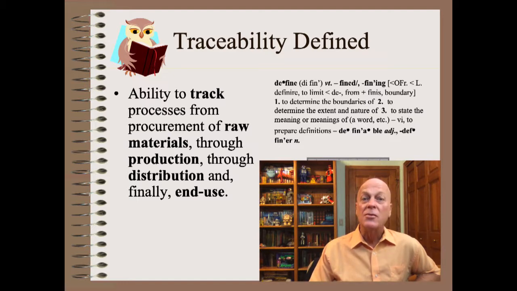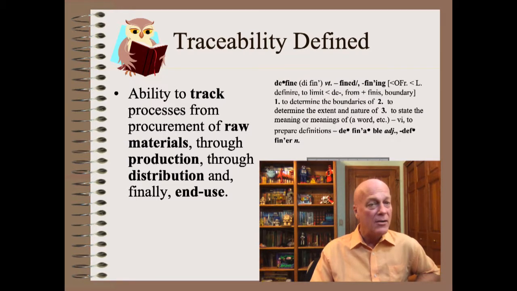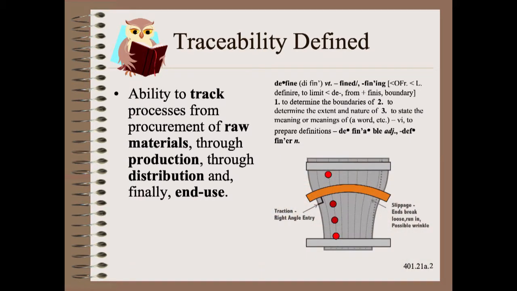Quite simply, traceability is the ability to track processes from raw materials, through production, through distribution, and finally through end use. In web handling, we will follow a tiny particle of material through the process. In any particular machine, that particle would trace a streamline from the upstream end to the downstream end. Shown here are the streamlines of several particles going through a spreader.